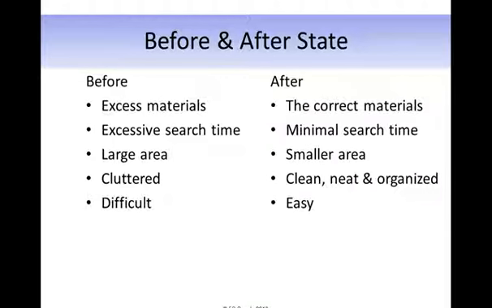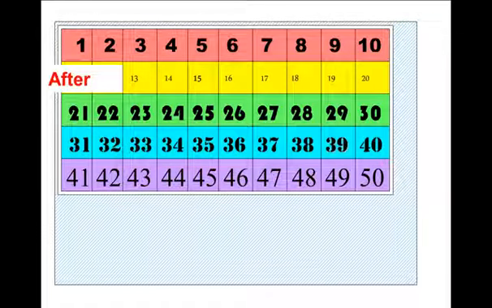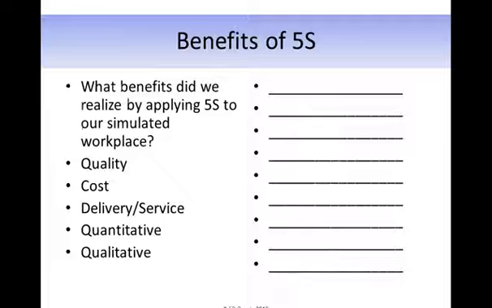So before, access materials, lots of search time, big area, clutter, difficult. After, we had the right things. It didn't take long to find what we needed. Just clean, neat, and organized. So here's our before state, and here's our after state.